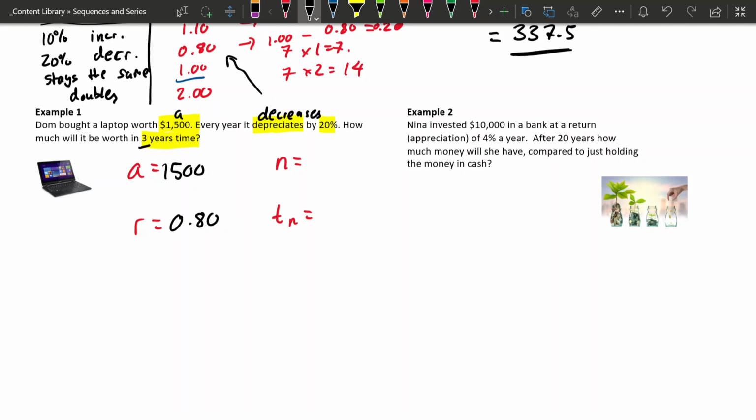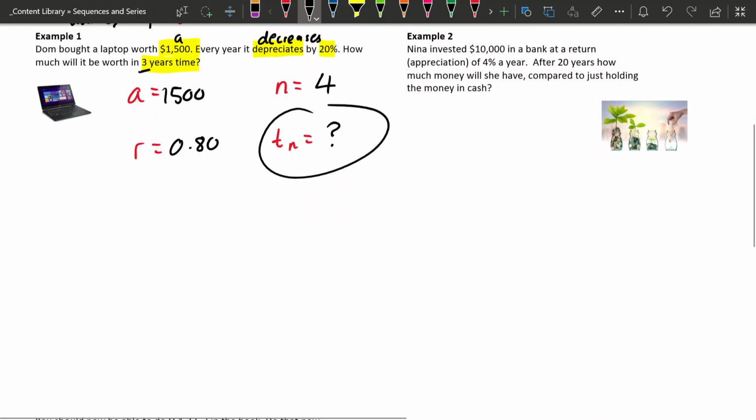N, so in 3 years' time, is N going to be 3? No, N is actually 4. I'll show you why soon. And T is what we're trying to find, so that's the unknown. Alright, so why is N 4?